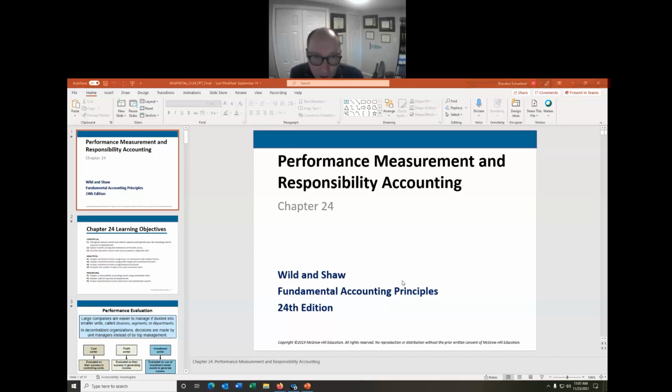We are going to be talking about performance measurement and responsibility accounting, which really talks in depth about the performance of the company as a whole from the perspective of different departments, different cost centers, profit centers, investment centers, etc. And it's really designed to help you analyze the company's performance with respect to all of these different ways of looking at it.